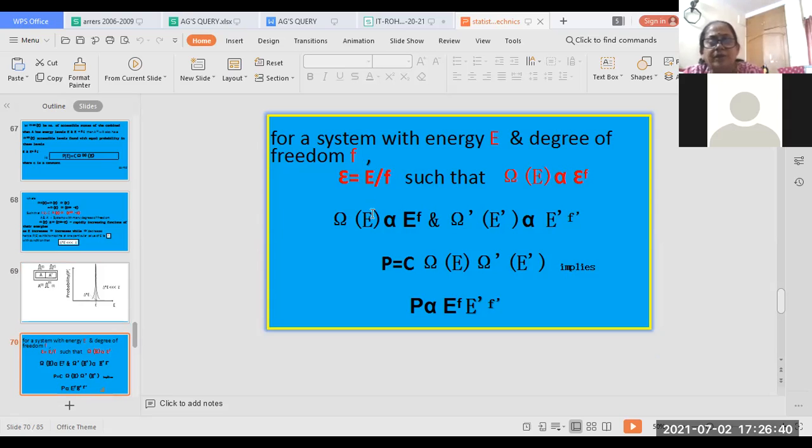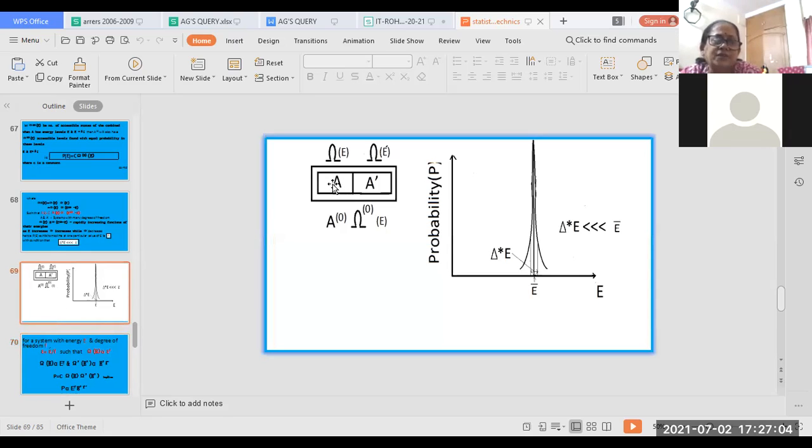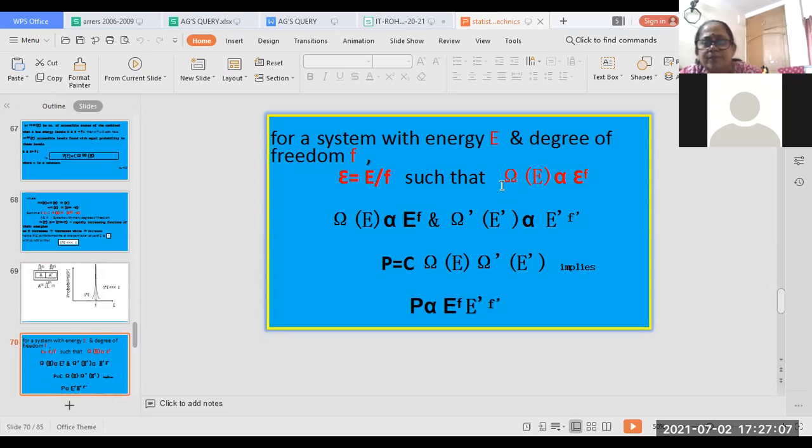Now if you divide E by F, you will get epsilon. What is epsilon? It is the energy per unit freedom. If you define that, then using it you can define omega E. What is omega E? It is the number of accessible states for system number 1, that is A. System A has omega E accessible states, and it is proportional to epsilon to the power F.